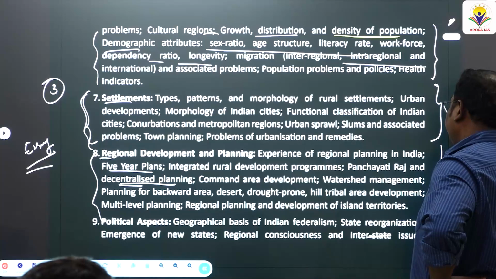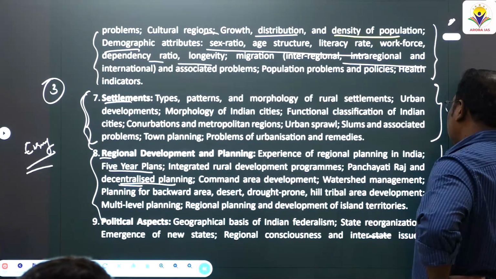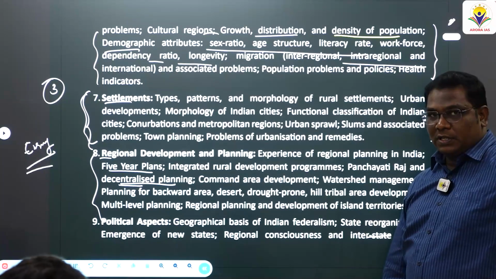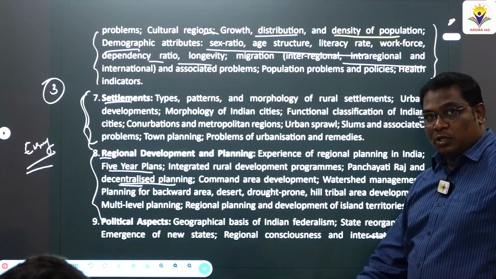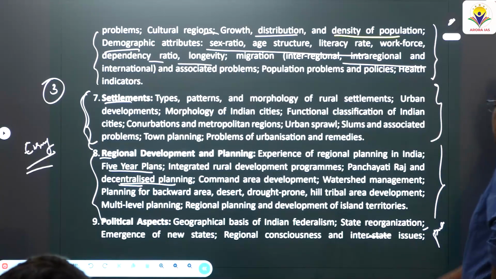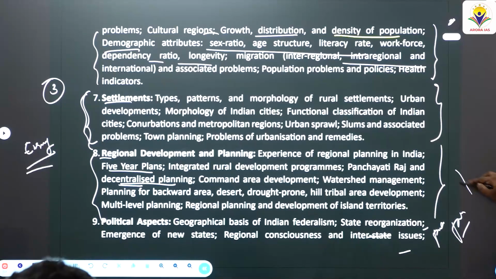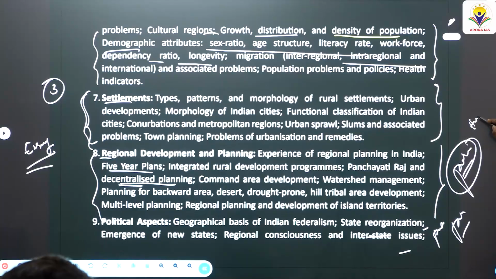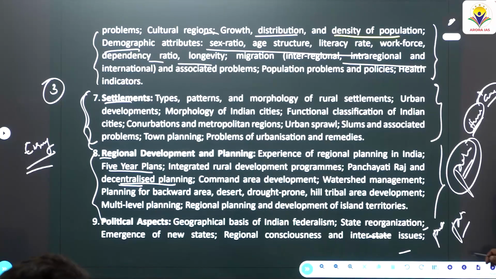So these are political aspects like states reorganization, linguistic reorganization, and post-independence issues, regional consciousness, language problem, some political aspects, because political aspects, human-related turmoil, are also part of geography. That's why we will see the political aspects.